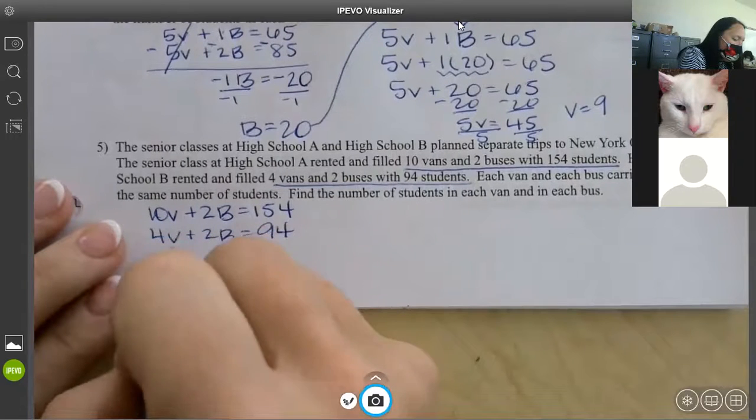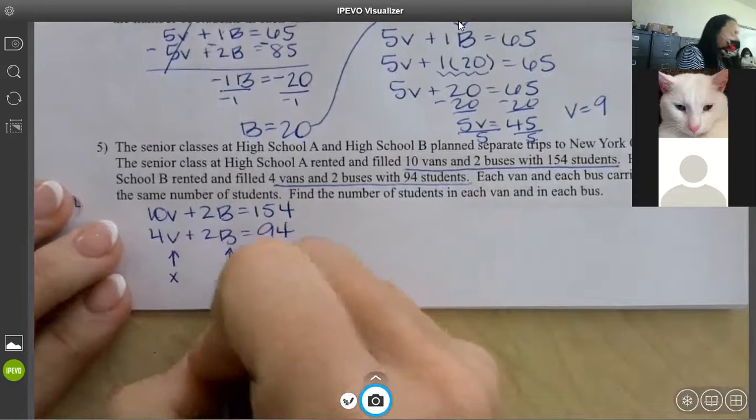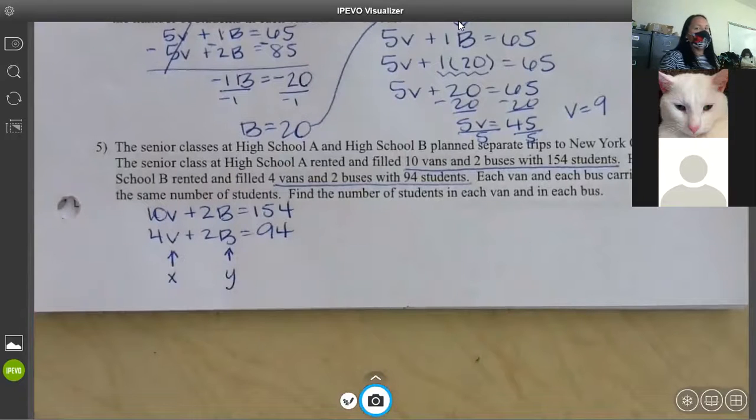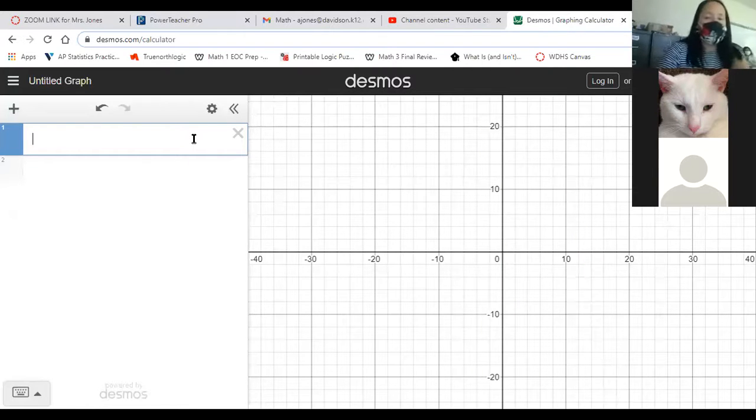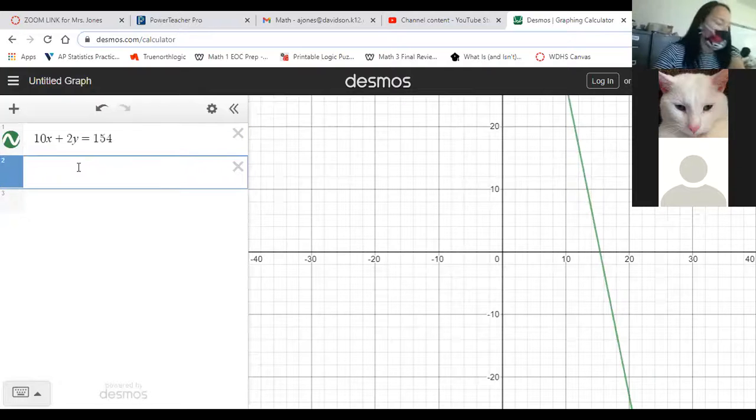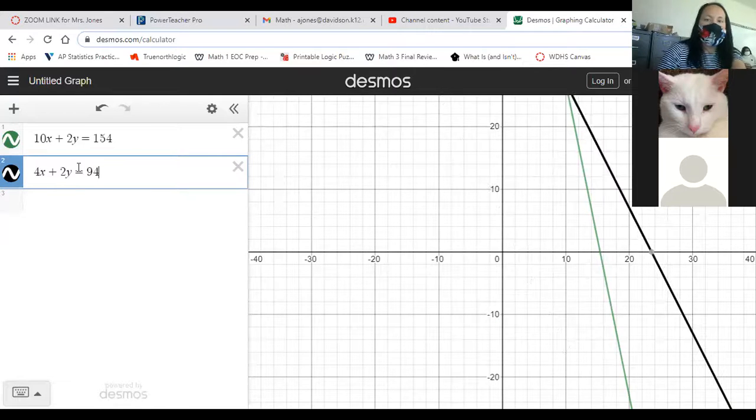So what we're going to do in Desmos is put X here and put Y there. So I'm not even going to solve this one. We could change the signs. I'm going to stop sharing and go to my Desmos and change my equation. So remember, X is going to replace vans. So 10X, you said, plus 2B equals 154. But we're going to change B to Y. And then 4V, but we're going to change it to X, plus 2Y equals 94.